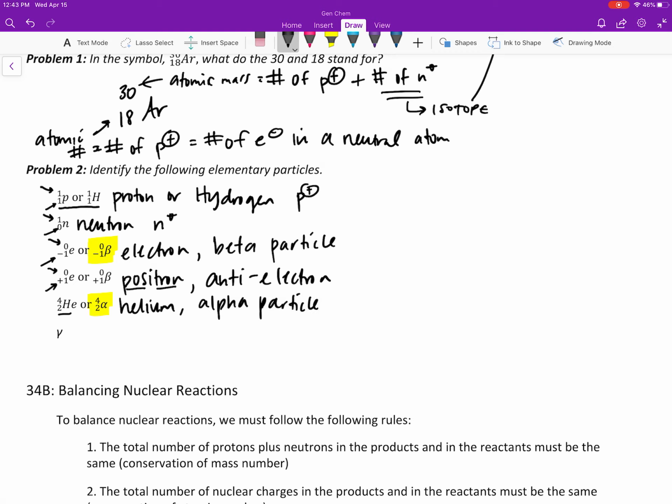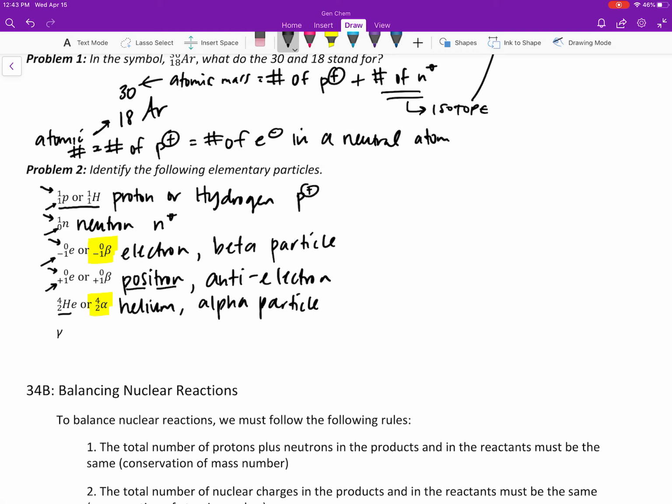All right, so now we're going to talk about balancing chemical nuclear reactions, and then we're going to take a break and do the second part of the video. So to balance the nuclear reactions, we have to balance the following. We have to conserve the total number of protons plus neutrons in the products and the reactants. This is conservation of mass.